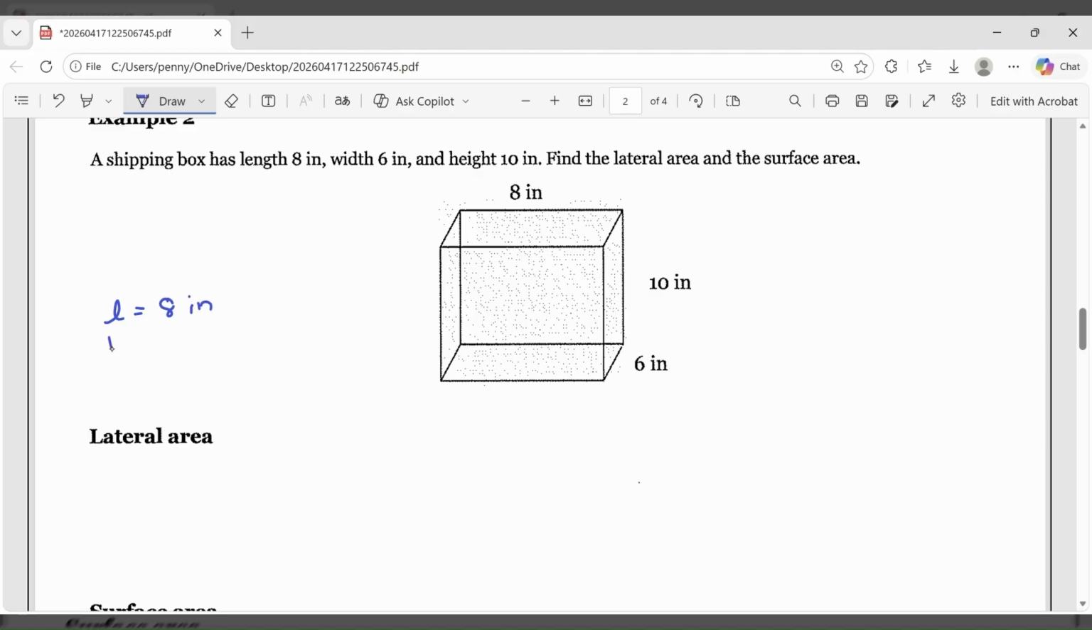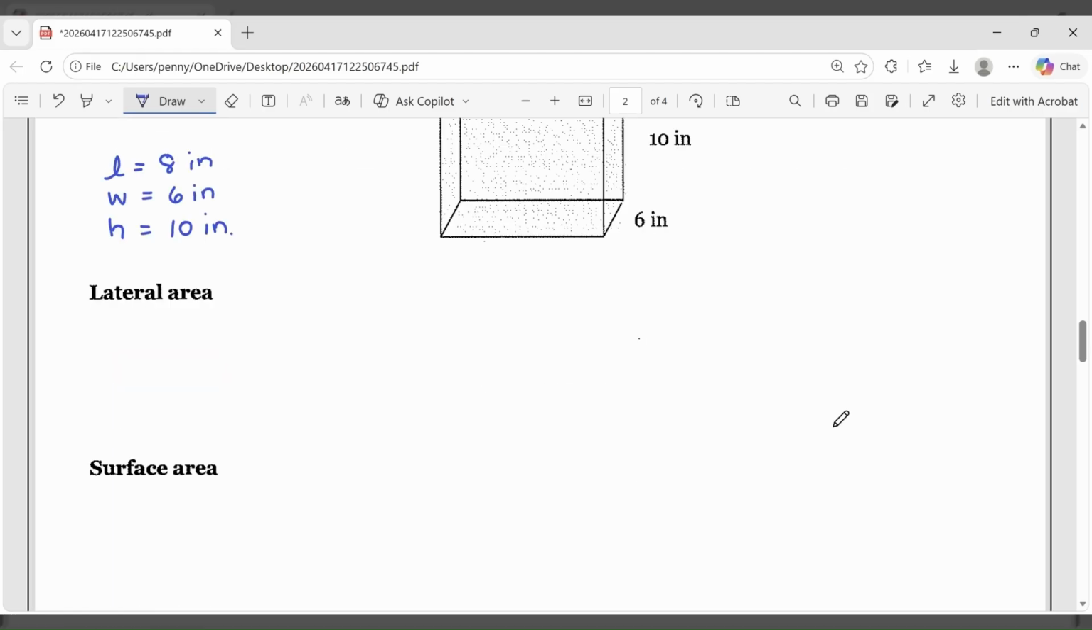We have a width of 6 inches, and we have a height of 10 inches. All right, so we know that our lateral area is equal to our perimeter times height. And we know that perimeter is 2 times L plus W. And then we take that answer times height.